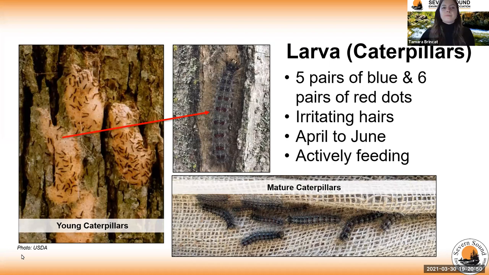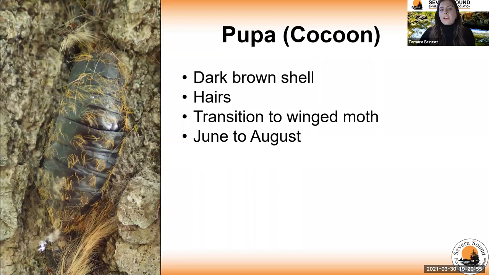After their caterpillar stage, they'll move to a sheltered location to begin transforming into a moth. This is around July, and they'll be in this stage from July to August. You can identify the cocoons by their dark brown shell, which is segmented, and it also has those orange irritating hairs on it. At this point, they're no longer feeding on trees.